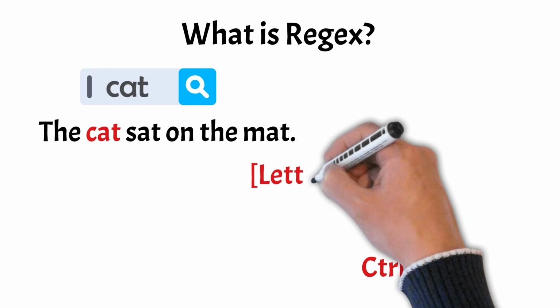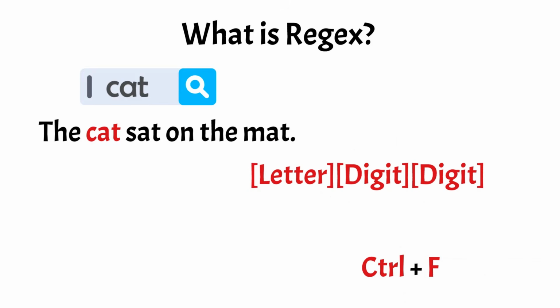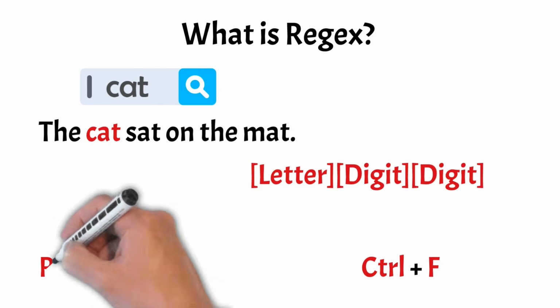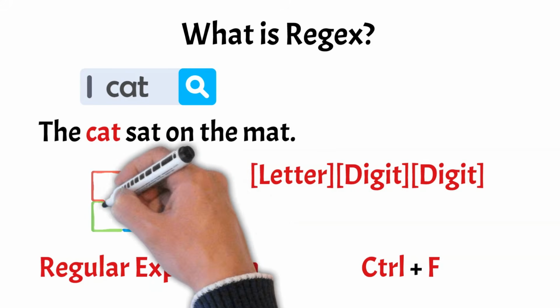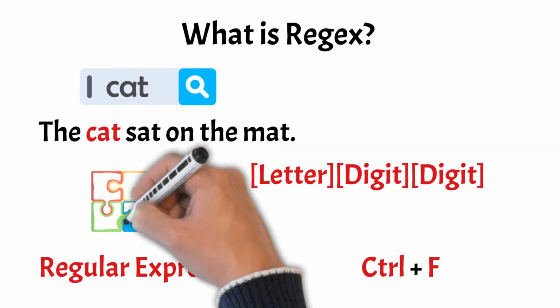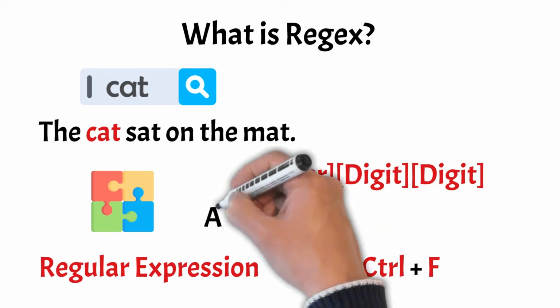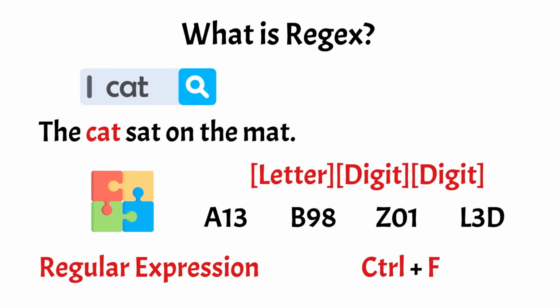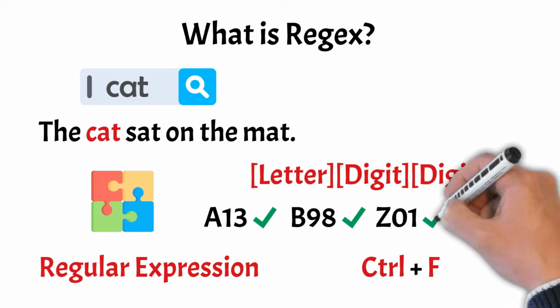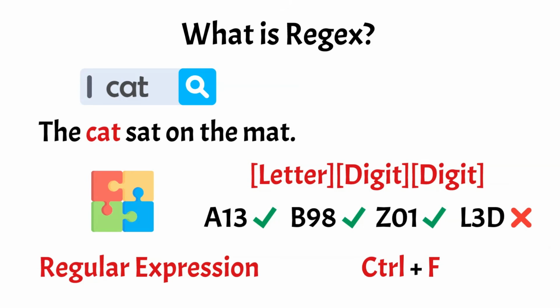But what if you don't know the exact characters you're looking for? What if you need to find an invoice number that always follows a specific structure, like a letter followed by 2 digits? A normal search fails here, but regular expressions, or regex, solve this like a perfect puzzle. Regex allows you to search for the shape of data rather than exact words. It tells the computer a rule: find any sequence that matches this exact template, successfully pulling the required data while automatically rejecting anomalies that don't match the pattern.